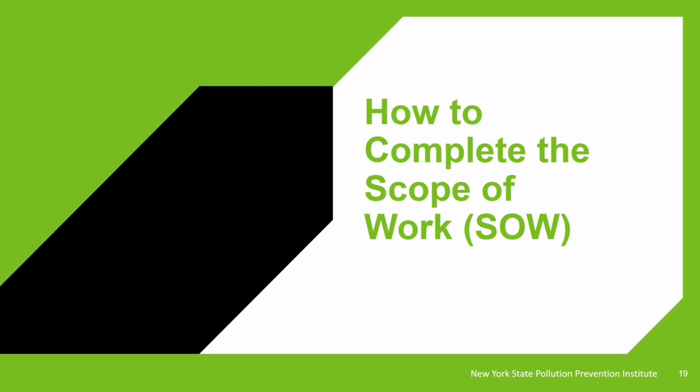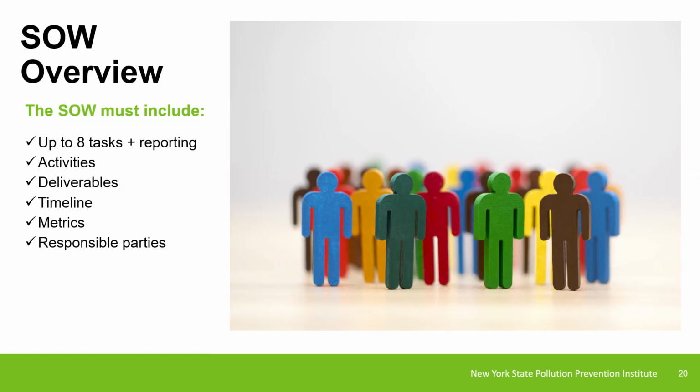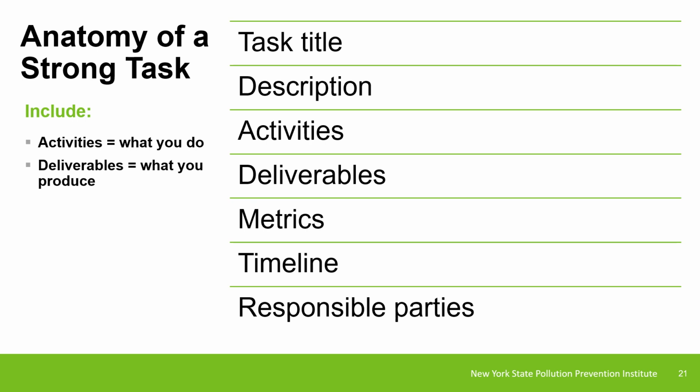Now that we've covered the narrative, let's move into the scope of work, the operational blueprint of your project. The scope of work breaks your project into tasks. You may include up to 8 tasks plus reporting. Each task must include activities, deliverables, metrics, a timeline, and responsible parties. A strong task is clear, actionable, and measurable. It tells reviewers exactly what you will do, what you will produce, and how you will measure success.